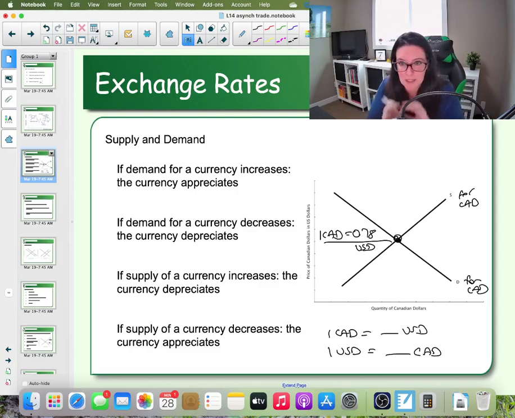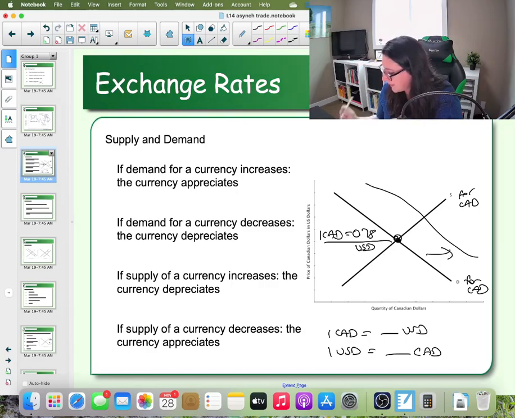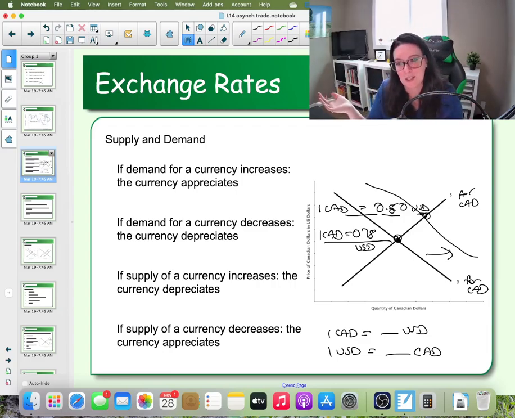But before we get to that piece, I'll show it to you on a graph so we can very easily see it. Let's just talk about demand and supply and how it impacts the value of your currency. So if there is an increase in demand for Canadian dollars, then the Canadian dollar will appreciate. So for example, if more Americans want to travel to Canada, it increases the demand for Canadian dollars. It'll make the Canadian dollar go up or appreciate in value. And so we might go from 1 Canadian dollar equals 78 cents US to 1 Canadian dollar equals 80 cents US. So appreciate, gain in value.